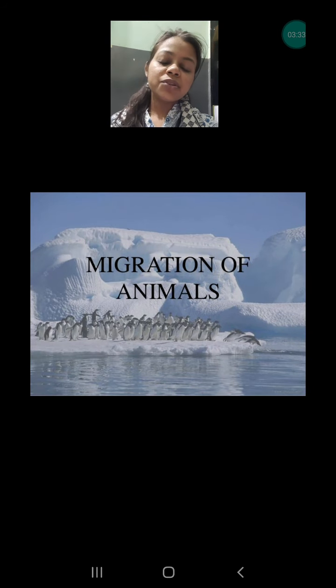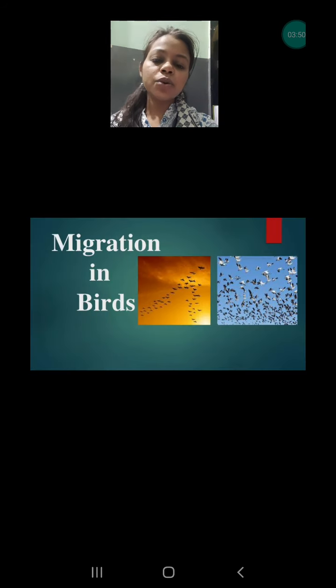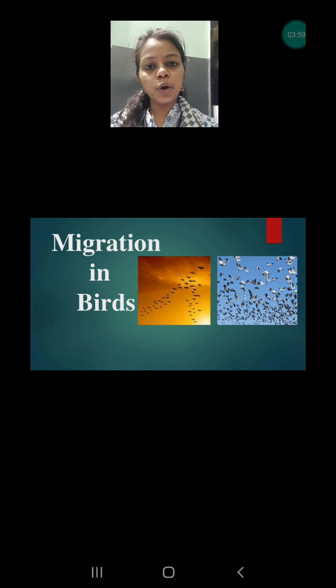Next is migration of animals. This is also one of the adaptations shown by those animals or birds living in a cold climate, like the penguin. You are seeing these animals migrate from one place to another place. Migration is not only found in birds, this is also found in animals. What does it mean? It means when they are not able to survive in that cold climate, they migrate. They go from one place to another place.